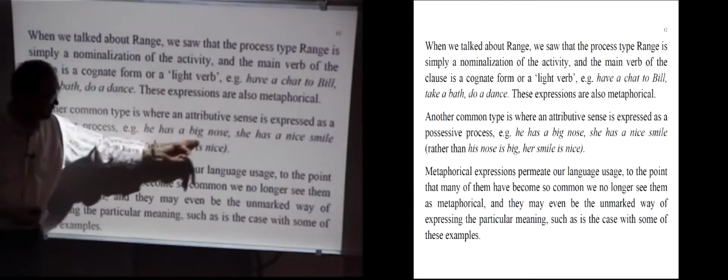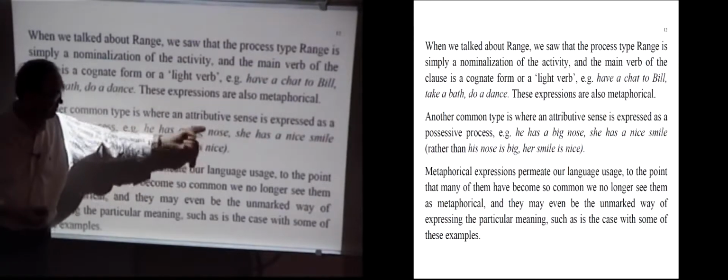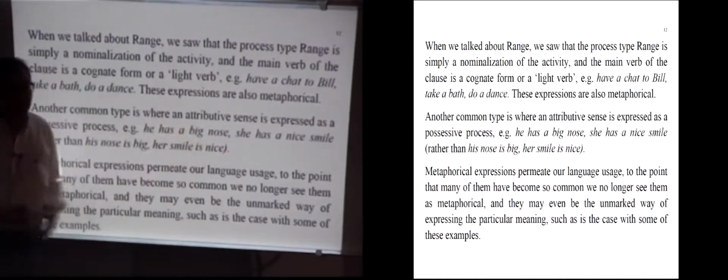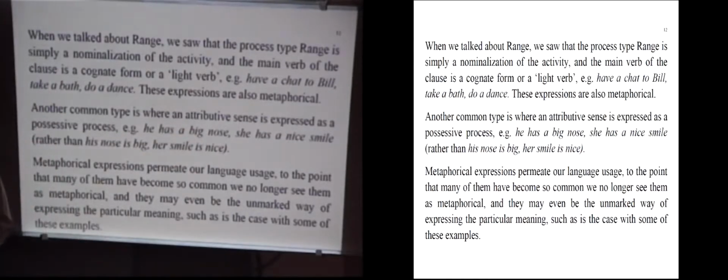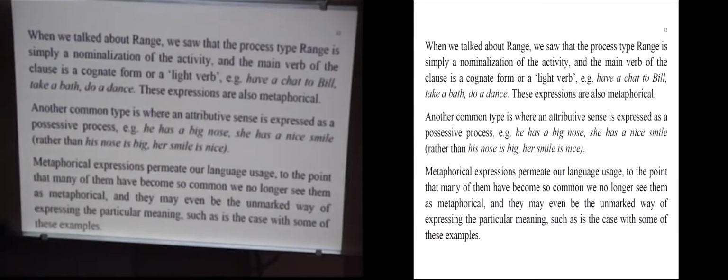Well, you move this around so that he becomes the unmarked theme, and then the attribute ends up just as a modifier, an epithet of the thing. So rather than saying his nose is big, you say he has a big nose, or she has a nice smile. So this is also a kind of metaphorical type of thing. And the main reason for this is just so you can make this the unmarked theme.